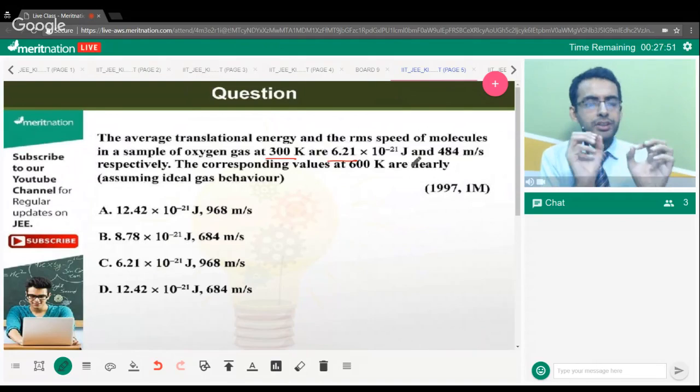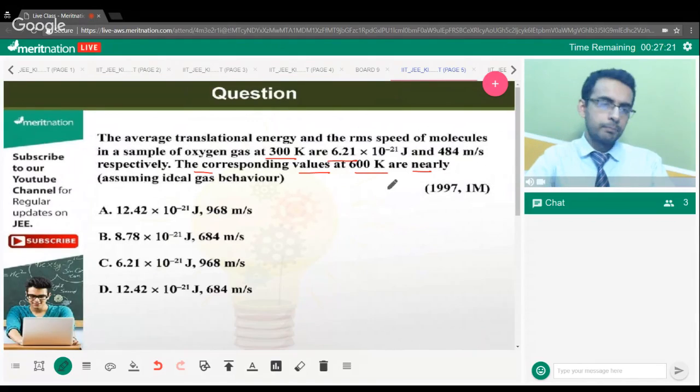The average translational kinetic energy. What is the formula for average translation energy? For one molecule, it's equal to 3 by 2 kBT. Okay, so here we're talking about 1 mole. Now see, the average translation energy and the RMS speed of molecules in a sample of oxygen gas at 300 Kelvin are 6.21 into 10 to minus 21 joules and 484 meter per second respectively. The corresponding values at 600 Kelvin are nearly.